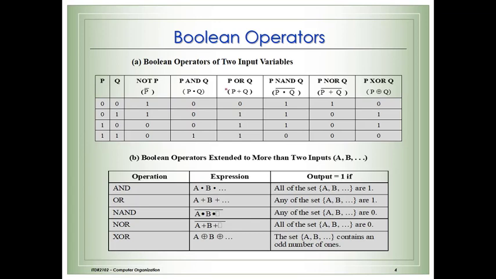P OR Q. How do we represent P OR Q? We use the plus sign to represent logical OR. So P plus Q means P OR Q. The definition of the OR operator is that if either one or both the operands have value 1, then the result will be 1, meaning true. Here none of the operands are 1, so the result is 0. Here one operand has the value 1, so the result is 1. Here one operand has the value 1, so the result is 1. Here both the operands have the value 1, so the result is 1.